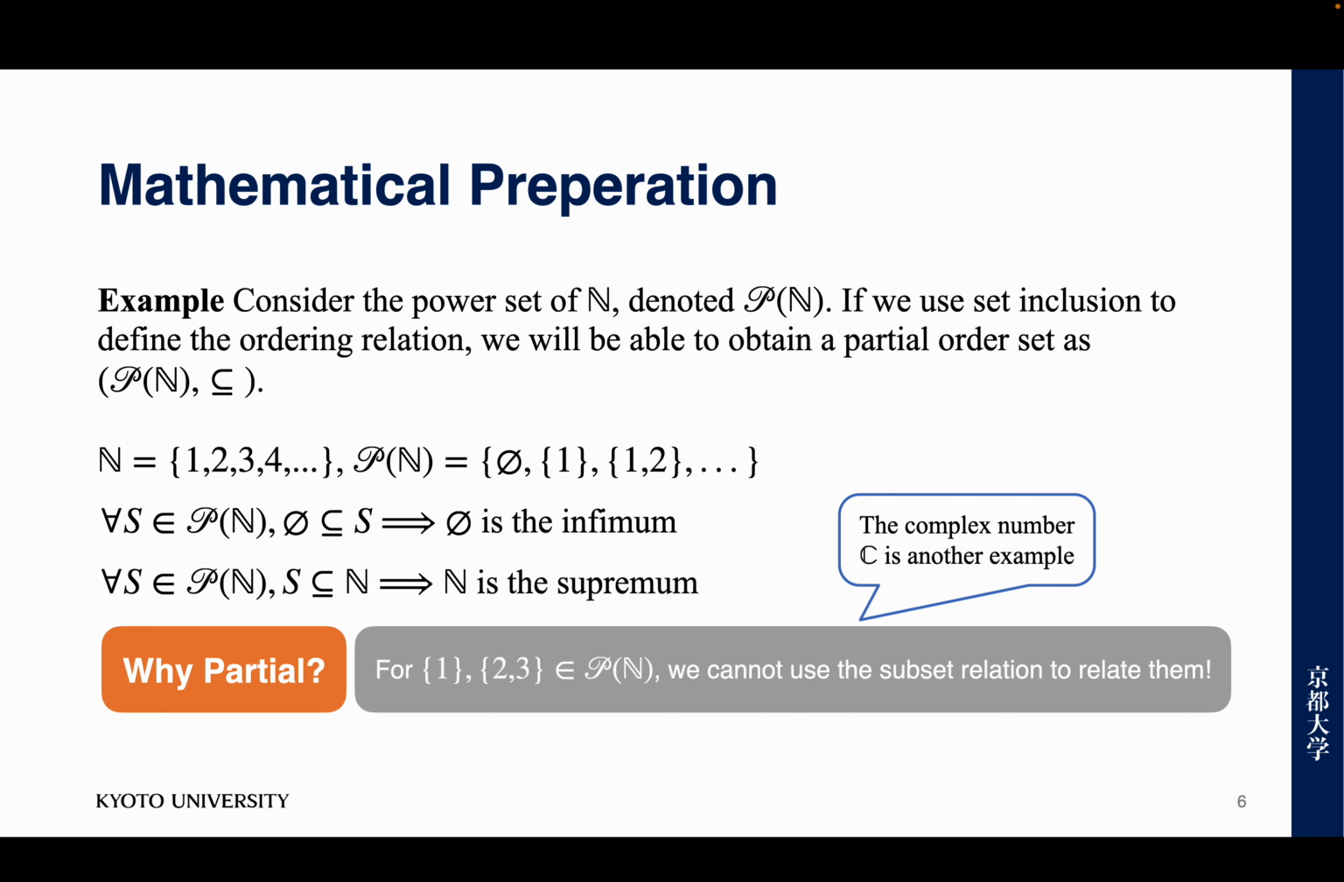On the other hand, if any element in a subset of a partially ordered set has a relation with another element in the same subset, we call such a subset a chain. And if a partially ordered set itself is a chain, we call it a totally ordered set. Obviously, the real number, natural number, and integer number sets are all totally ordered sets.